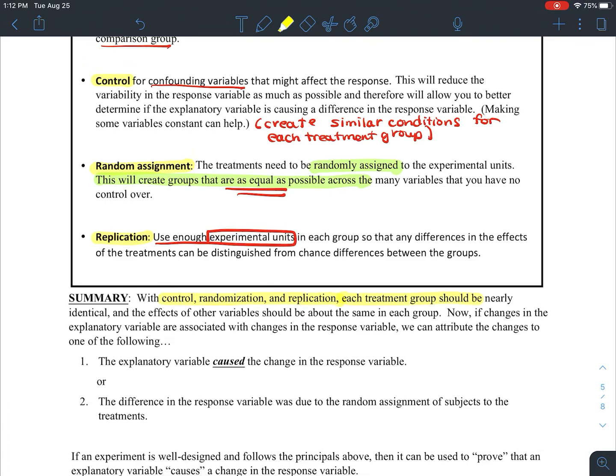Okay, so in summary here, it says, with control, randomization, and replication, we're hoping that each treatment group is nearly identical, okay?